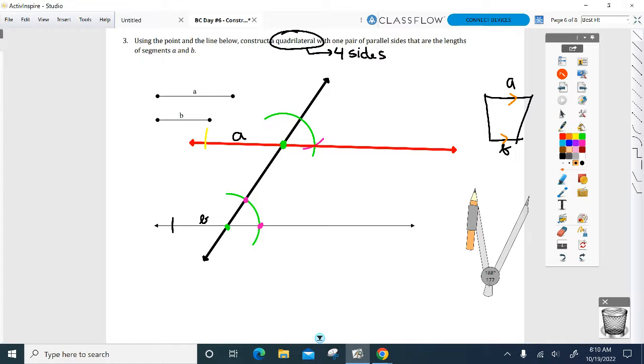Where do I get my four sides now? I have A and B, which are parallel. How do I get four sides out of this? How do I make a quadrilateral out of this now? Go ahead, Nate. Draw a line through A and B. What do you mean through A and B? Like through the points, the end points. Okay, so wherever A ended, wherever B ended, I'm going to join those with my straight edge.